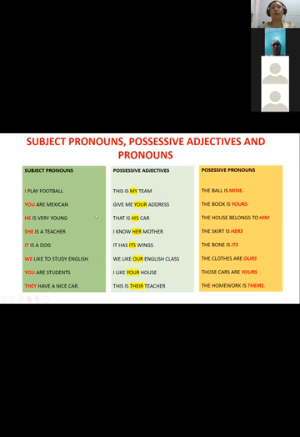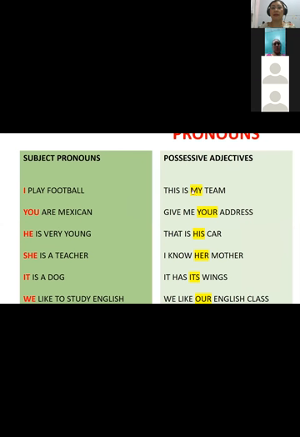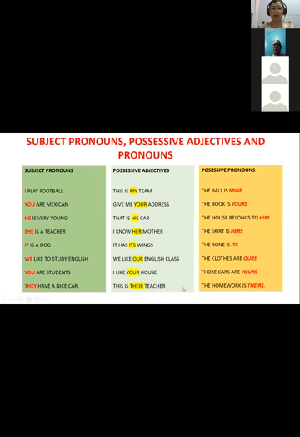So remember that for the subject pronoun I, the possessive adjective is my, okay? For the subject pronoun you, the possessive adjective is your. For he, it is his. For she, the subject pronoun, the possessive adjective is her. For it, the possessive adjective is its. And for you, the possessive adjective is your. For they, their. Okay, now remember that we also have possessive pronouns.